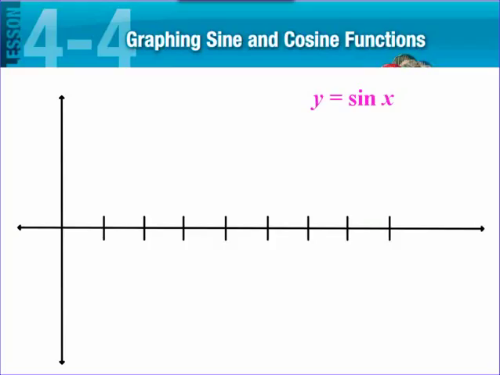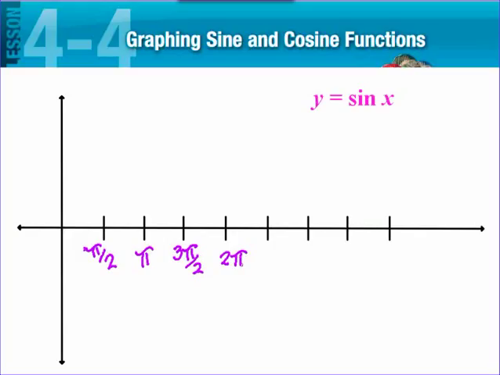So the very first one we're going to start with is y equals sine of x. If you have your pink sheets handy, we're going to look specifically at 4 specific points. The first one we're going to look at is pi over 2. The next one is pi. The next one is 3 pi over 2. And then we're going to look at 2 pi.